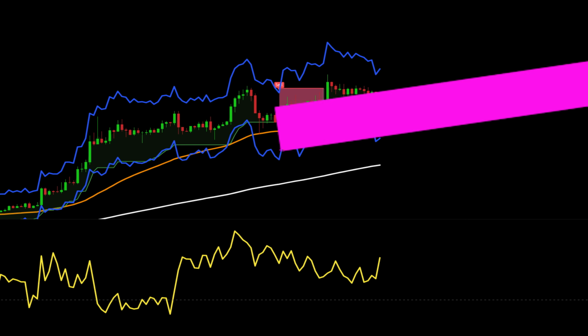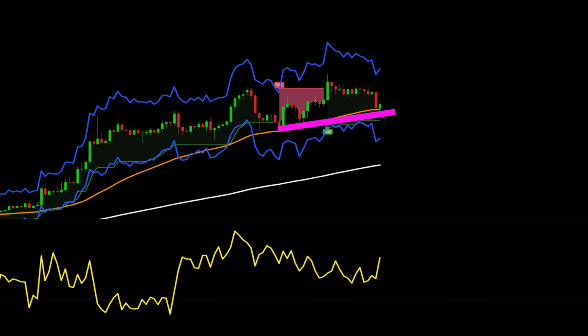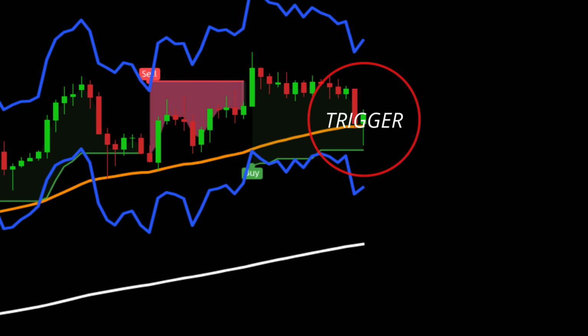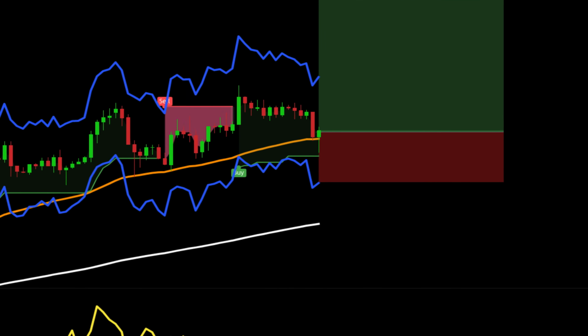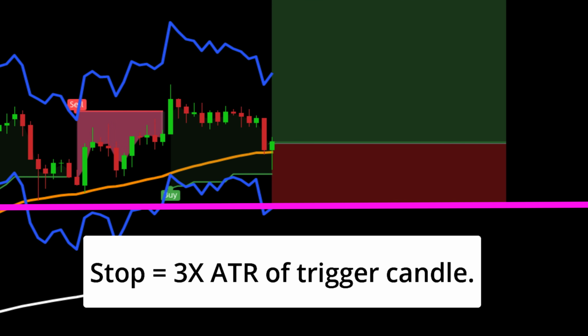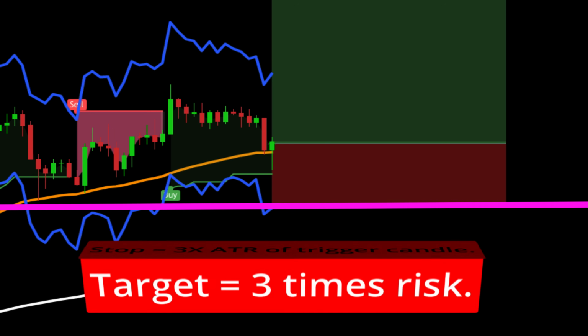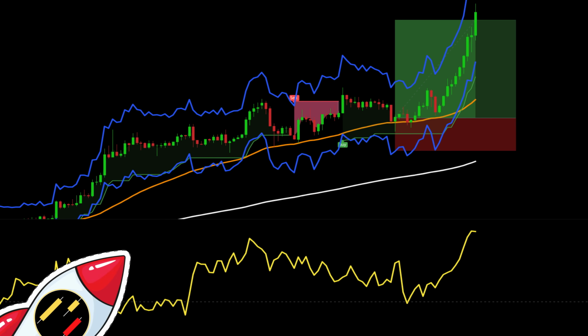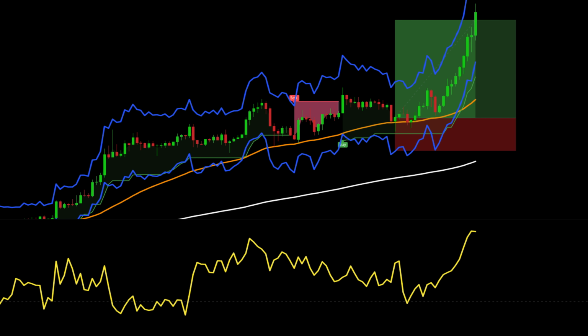Next, we have hidden bullish divergence on the Chaikin money flow, a higher low on price, and a much lower low on the CMF. And then in this example, we can see a touch of the 50 EMA and a close above it. Everything converges on this candle, and it serves as our trigger. The stop is placed at 3 times the ATR value of the trigger candle, and 1 to 3 is our target. And this example hits our target with this very impulsive move.